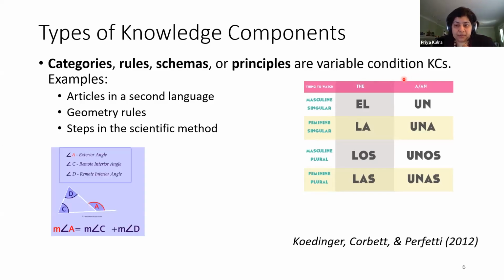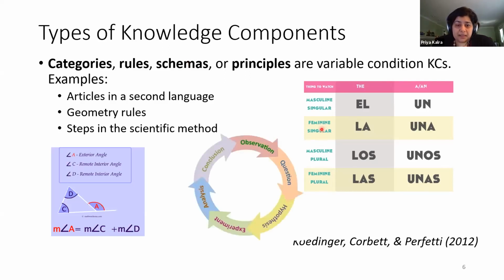Any rule in geometry would be a good example of a knowledge component. And you can also think of sets of rules together acting as a schema that might be something that you want someone to learn, or even something like steps in the scientific method, right? Understanding that these are in an order, how one step contributes to the next, what are the implications, and so on and so forth. So these are just some examples of variable condition knowledge components, and I'm sure you can think of more.